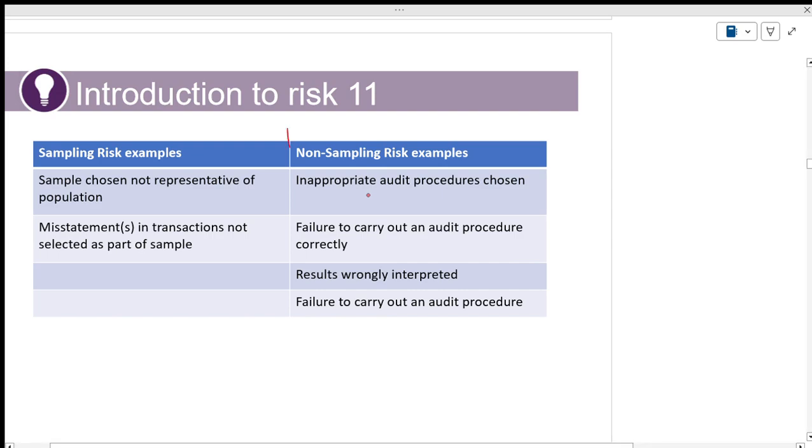They have divided it, a little bit technical. Very technical, I will tell you. What are the sampling risk examples and non-sampling risk examples? Sampling risk examples are easy to understand. The sample chosen is not representative of the population. Misstatement in transactions not selected as part of the sample. The first thing we will go one by one is not representative of the population.